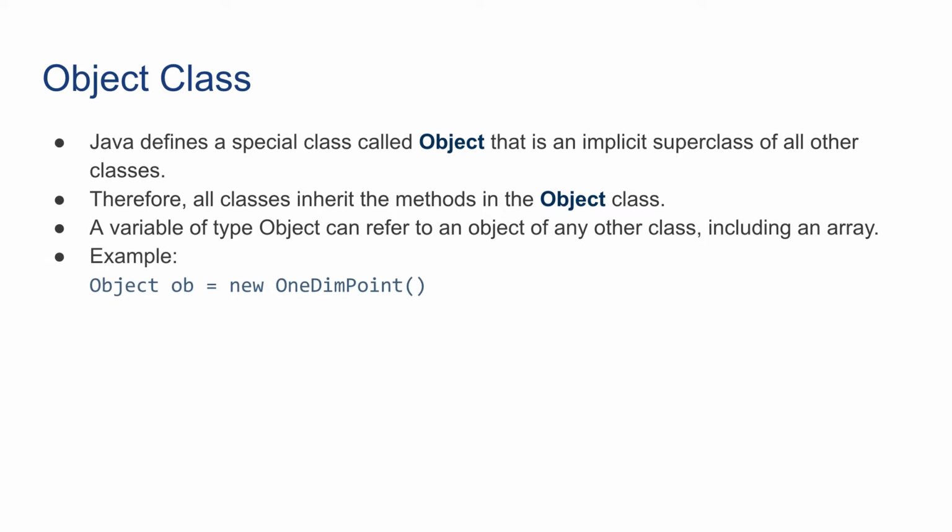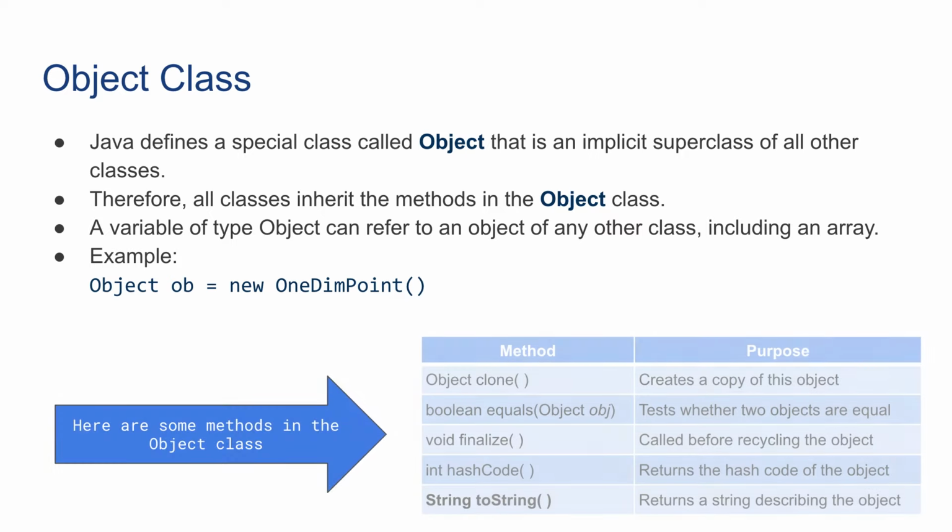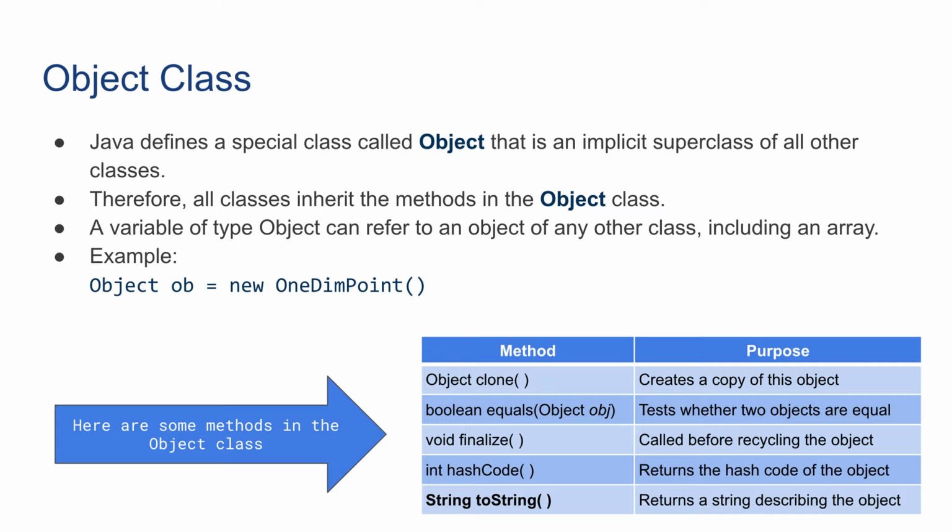So here's an example. We can have an Object ob be a new OneDPoint. And then there are some methods in the Object class that are useful. One is clone. Every Java class automatically inherits these methods: clone, which creates a copy of this object; equals, which tests whether two objects are equal; finalize, called before recycling; hashCode, which returns the hash code of the object; and an important one, toString, which returns a string describing the object.